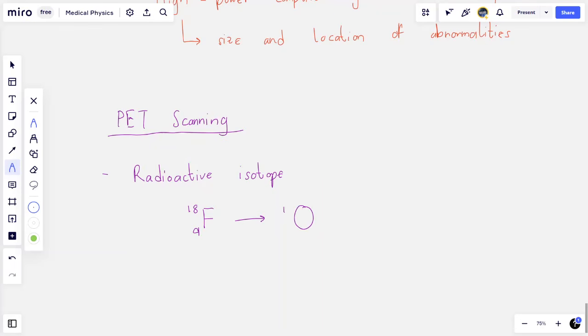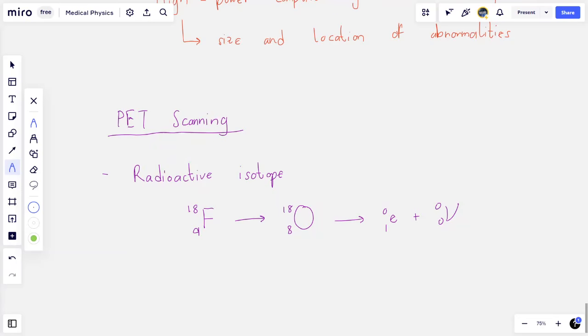It becomes oxygen-18-8. And in that process, an electron is given off plus a neutrino. Neutrinos are, well, not massless, but they are tiny particles.